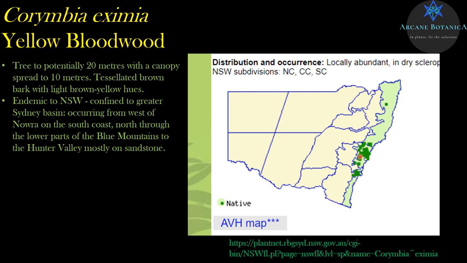That's just a distribution map. I can stick to PlantNET here because it's just confined to New South Wales. I'm not sure what's going on there. Didn't check that one out. Probably a mistake. And if you want to go to the Australian map, you just click that AVH link. So it's saying North Coast, Central Coast, South Coast only for this one.